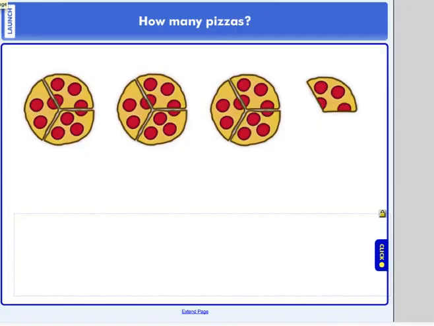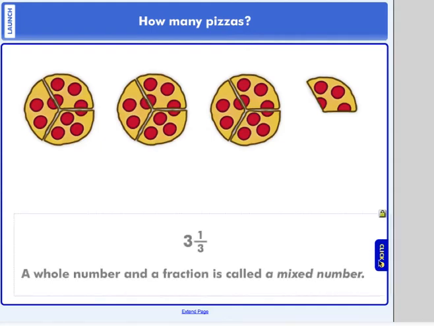Now, as a reminder, when we talk about a mixed number, we're talking about a number that has both a whole number part and a fraction part. So, for example, if you look at this picture and you're asked to tell how many pizzas, you would say that you have 1, 2, 3 whole pizzas and 1/3 of another pizza. Okay, a whole number and a fraction is called a mixed number, such as 3 and 1/3.